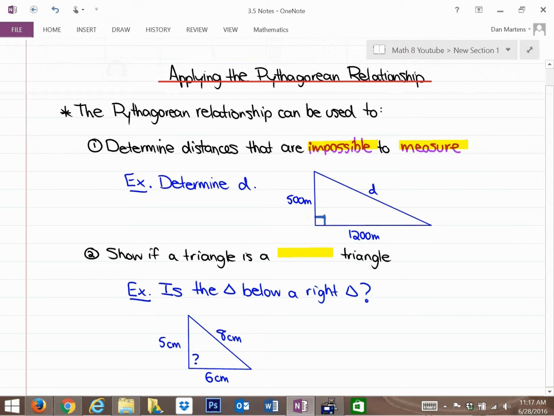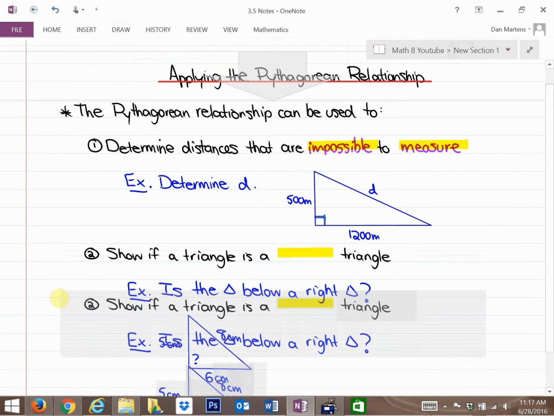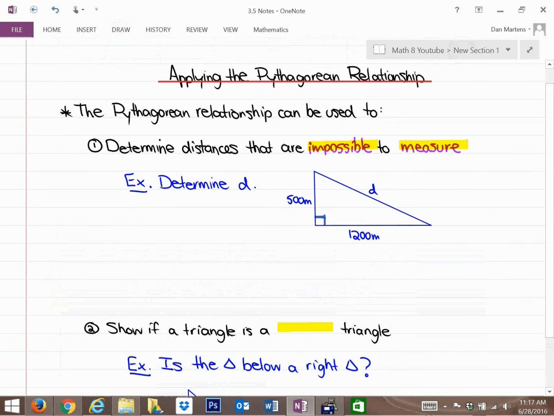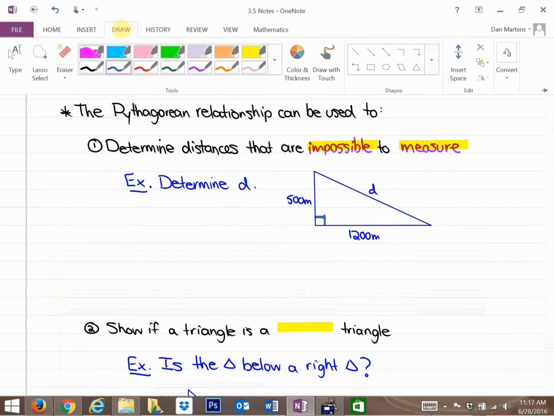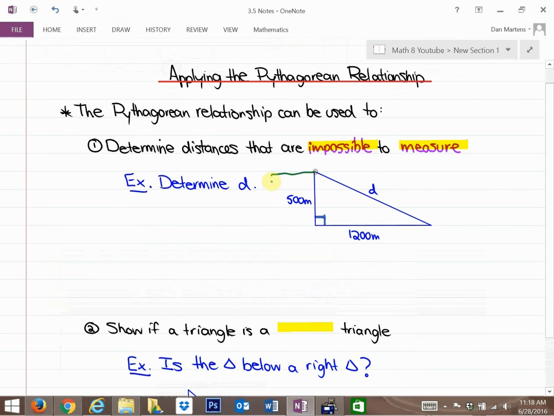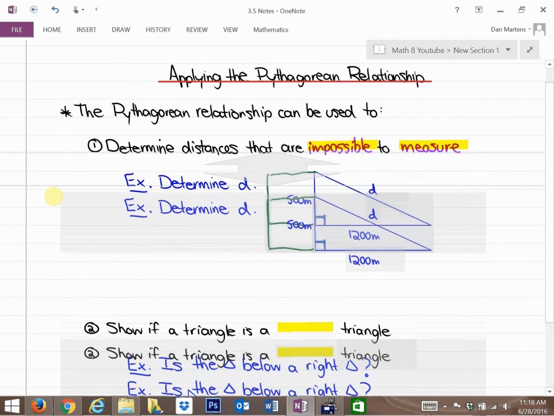There's no way I have a tape measure, even if I went outside and went 500 meters and 1200 meters to find the diagonal, I wouldn't have a tape measure long enough to do that. So we can use the Pythagorean relationship to solve questions that require things that are impossible to measure. In this case, you can use numbers, you can use a picture. I'm going to use the diagram, or at least give you an idea of the diagram here. And let me just create some space, and you might want to pause this to copy it down if you'd like to.